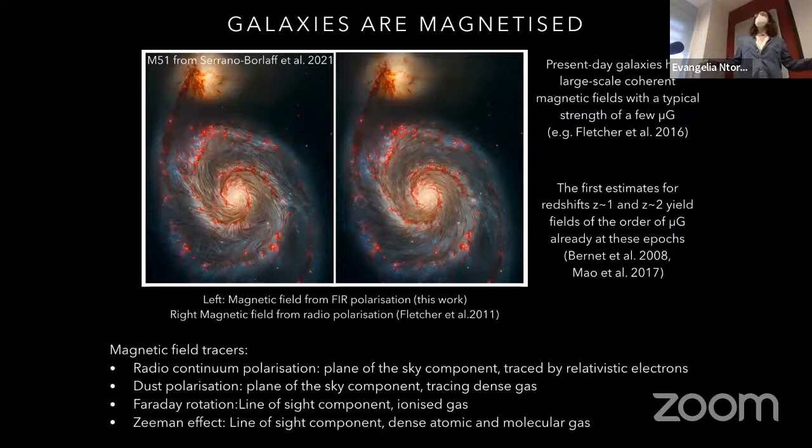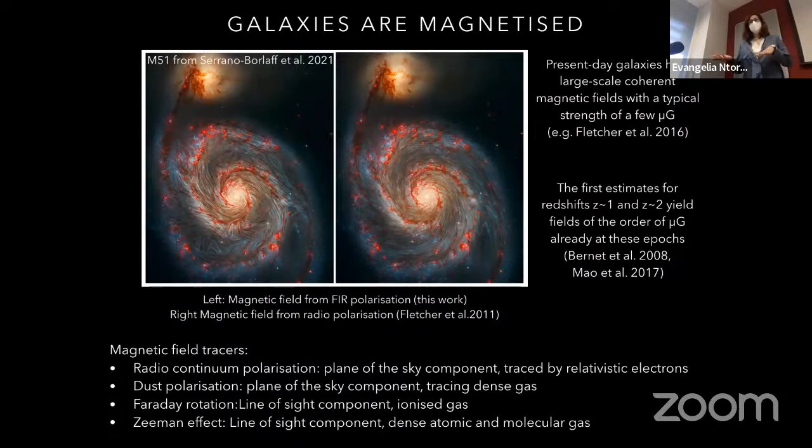Galaxies are magnetized, probably you all know that. And how do we know that? We know from various observational tracers. So here I've used this very nice figure of the same galaxy, M51, as was published in a very nice recent work by Alejandro Serrano Borlaff, which I was very happy to be a part of. You see in these watery traces on top of the optical image of the galaxy, these lines represent the magnetic field as is traced here in the far infrared polarization and here in radio polarization.